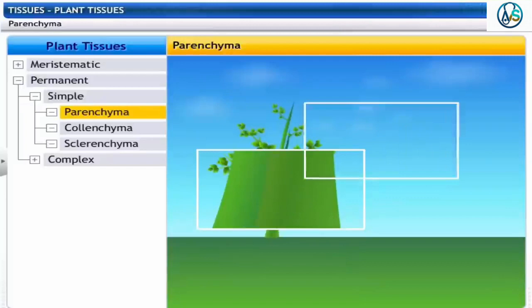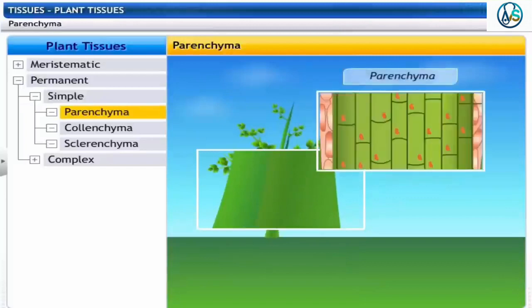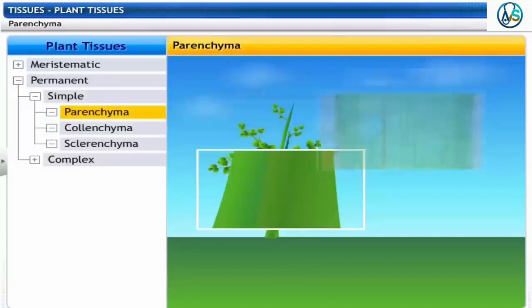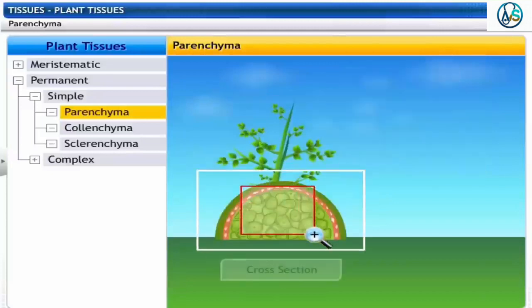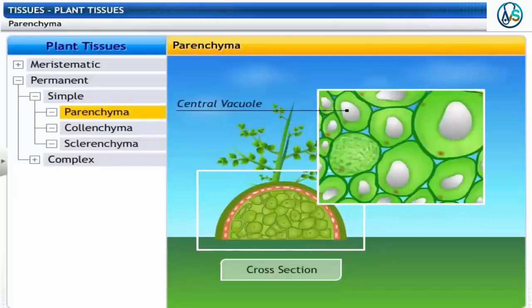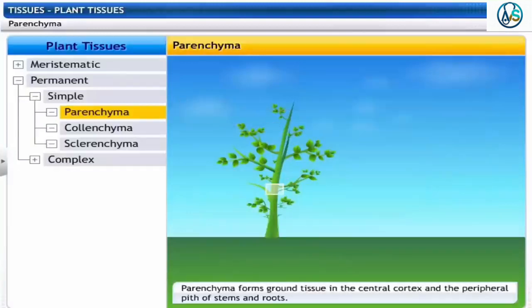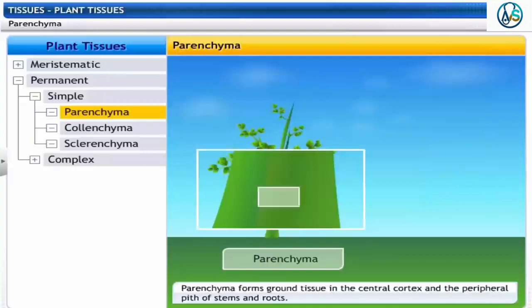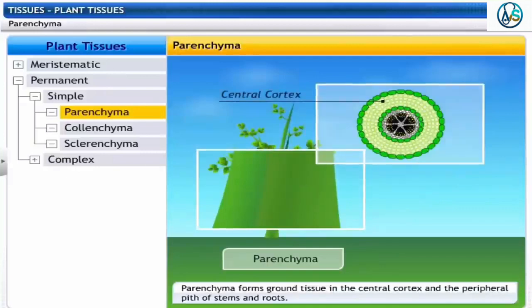Let's explore the tissue parenchyma. Parenchyma are elongated living cells with a cell wall made of cellulose. These cells are polygonal in shape and have a large central vacuole. They also have intercellular spaces between them. Parenchyma forms ground tissue in the central cortex and the peripheral pith of stems and roots.